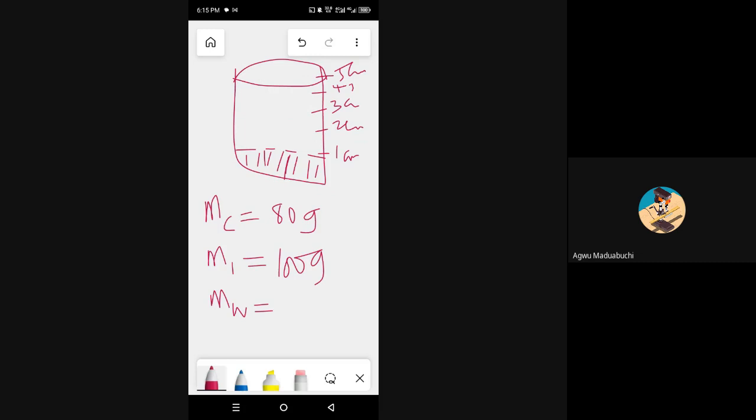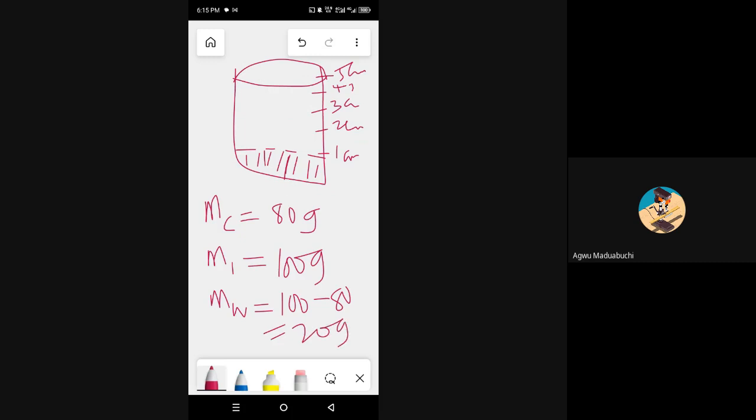Did I repeat the mass of water, not height? 20 grams. Good. So that is 100 minus 80, so that is 20 grams. Did you process that? Yes, sir.